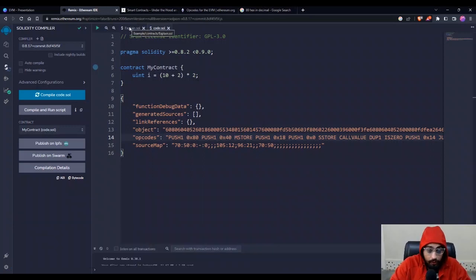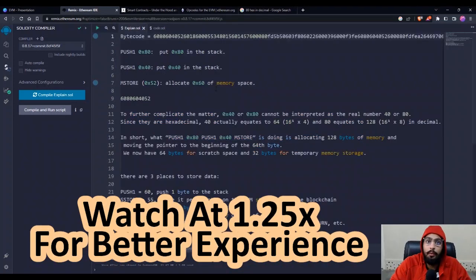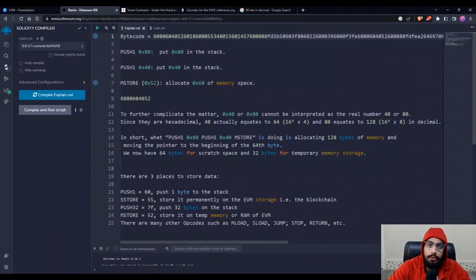Okay, so let's move on and look at what our bytecode is doing, right? So this is our bytecode. As I told you, bytecode is a collection of opcodes, right? So let's see what is happening. Our bytecode starts with 6080. So this is our first four numbers of it. So what does 60 stand for?